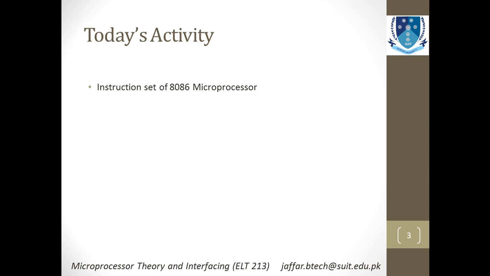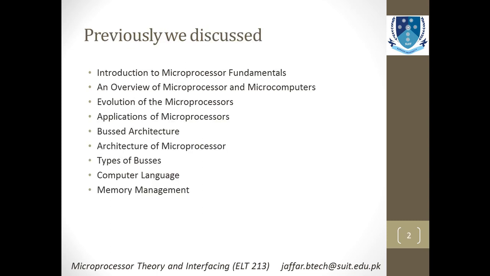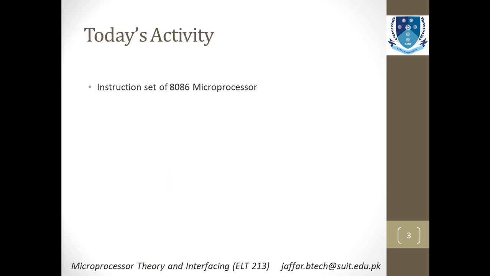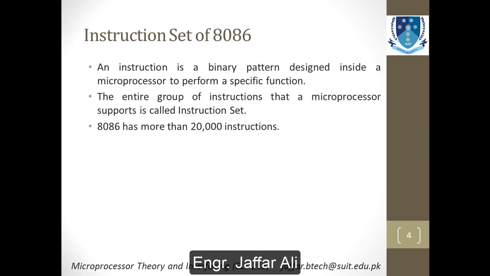So today's topic is basically the continuation of the previous topic. In the previous lecture, we discussed computer language, and we learned about ALP, that is assembly language programming. And I gave you an assignment on the difference between LLP and HLP, that is low level programming and high level programming. I hope that you have done that assignment as well. So in that continuation, we will be starting the instruction set of the 8086 microprocessor in today's class.